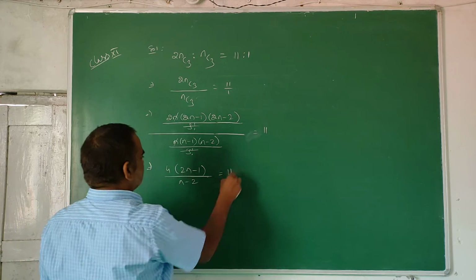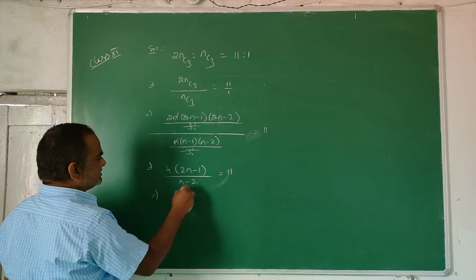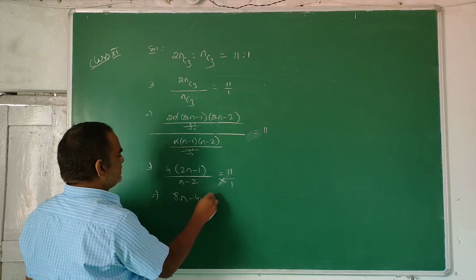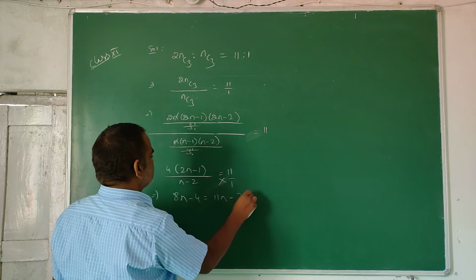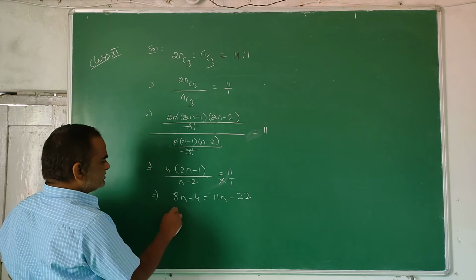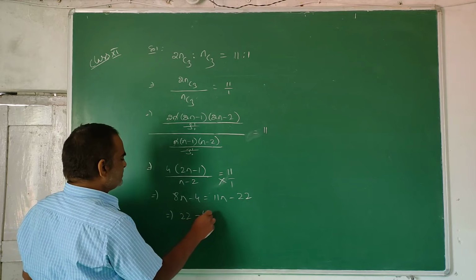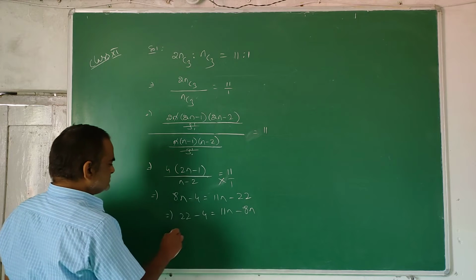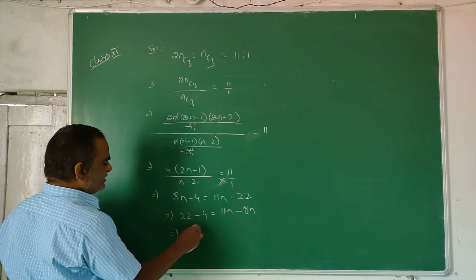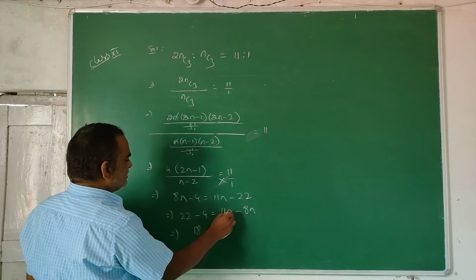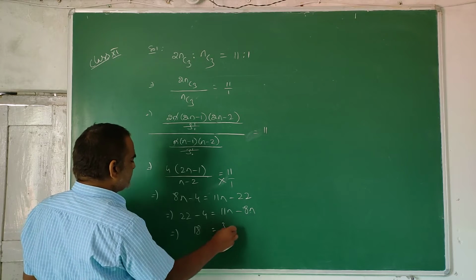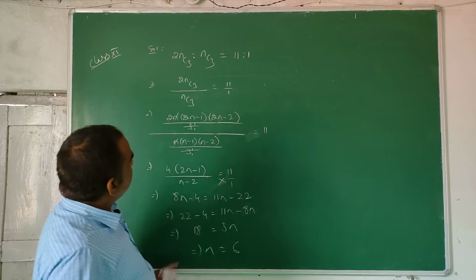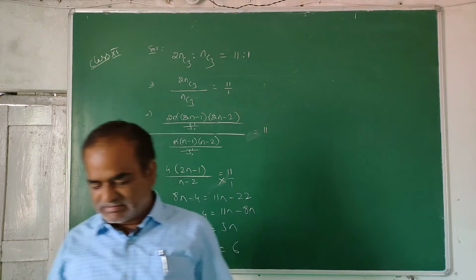It is equal to 11. So if you cross multiply, 8n minus 4 is equal to 11n minus 22. So 22 minus 4 is equal to 11n minus 8n. 22 minus 4 is 18, 11n minus 8n is 3n. So n is equal to 6. So for this question the answer is 6.